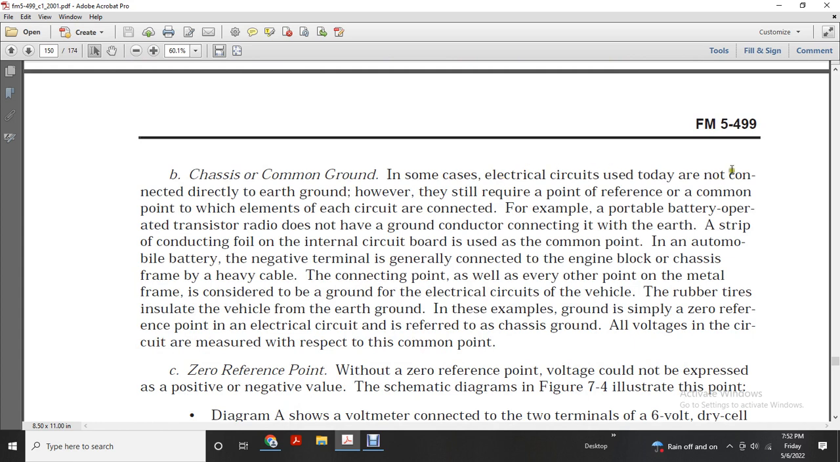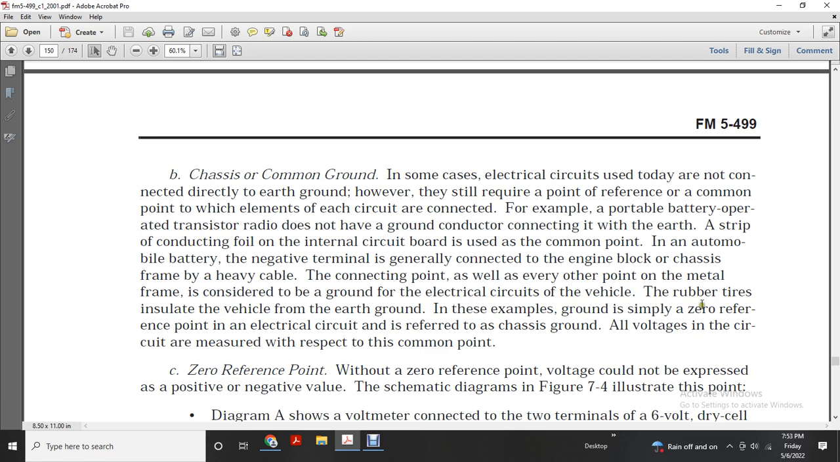In some cases, electrical circuits are not connected directly to earth ground. However, they still require a point of reference, a common point to which the elements of each circuit are connected. For example, a portable battery-operated transistor radio does not have a ground conductor connected to the earth. A strip of conducting foil on the internal circuit board is used for the common point. In an automobile, the battery's negative terminal is generally connected to the engine block or chassis frame by a heavy cable, and the metal frame is considered to be the ground for the electrical circuits on the vehicle, even though the rubber tires insulate the vehicle from earth ground.